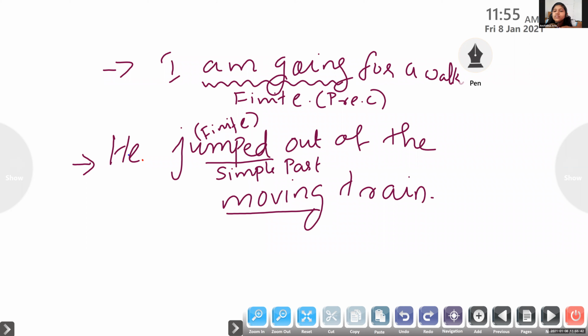And if it is a non-finite, it does not show. So this is an example for a non-finite verb. But moving train. So moving just acts like an adjective, because train is a noun. Moving just acts like an adjective. That is why a participle is also called a verbal adjective. Am I clear? Okay, ma'am.